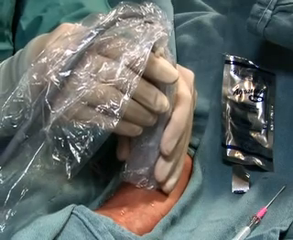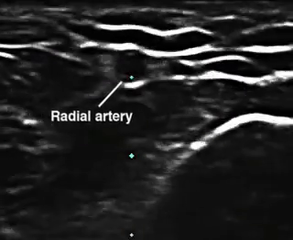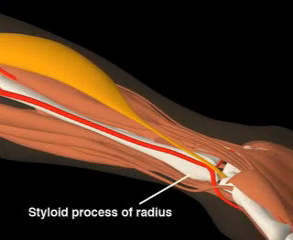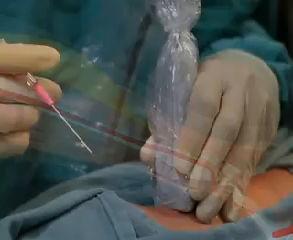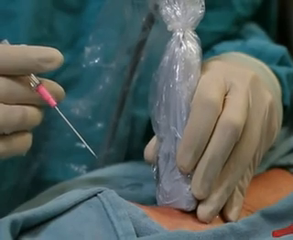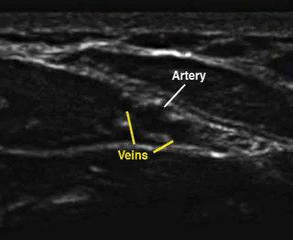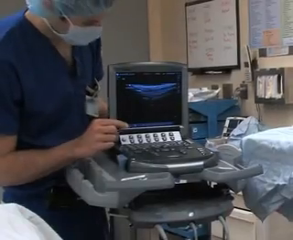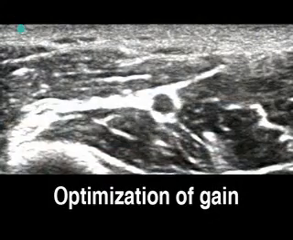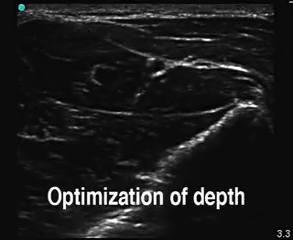Starting at the wrist, scan the lateral aspect of the forearm in the transverse orientation and identify the radial artery and associated veins, which will be located between the styloid process of the radius and the flexor carpi radialis tendon. If necessary, apply light pressure to help differentiate the artery from the veins. Veins will collapse while the artery will not. Have the assistant adjust the gain and depth of the ultrasound machine so that the artery appears in the center of the screen and is clearly visible.